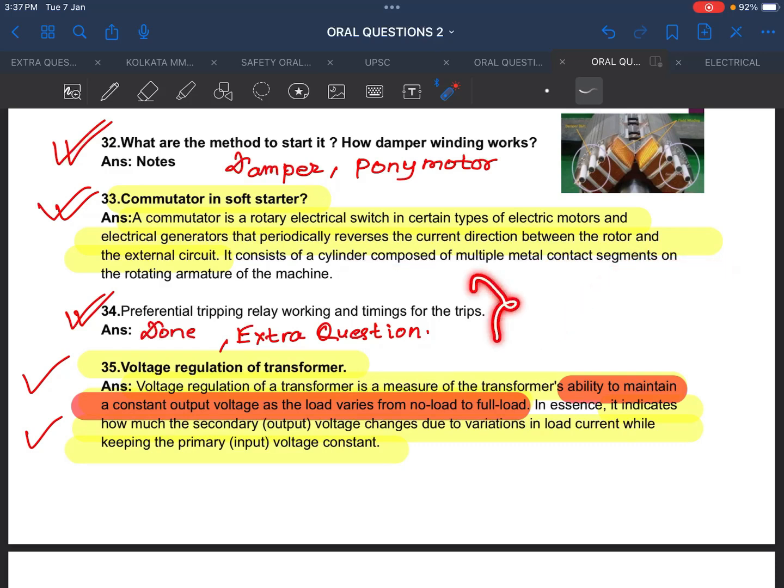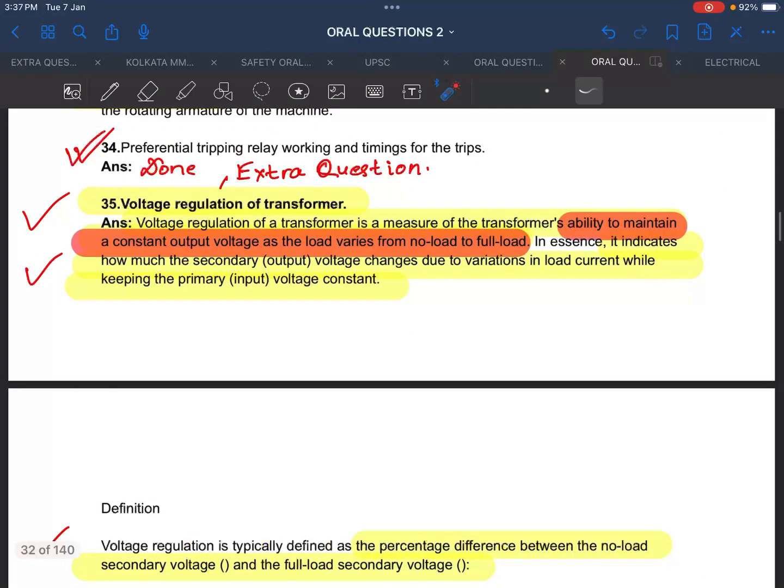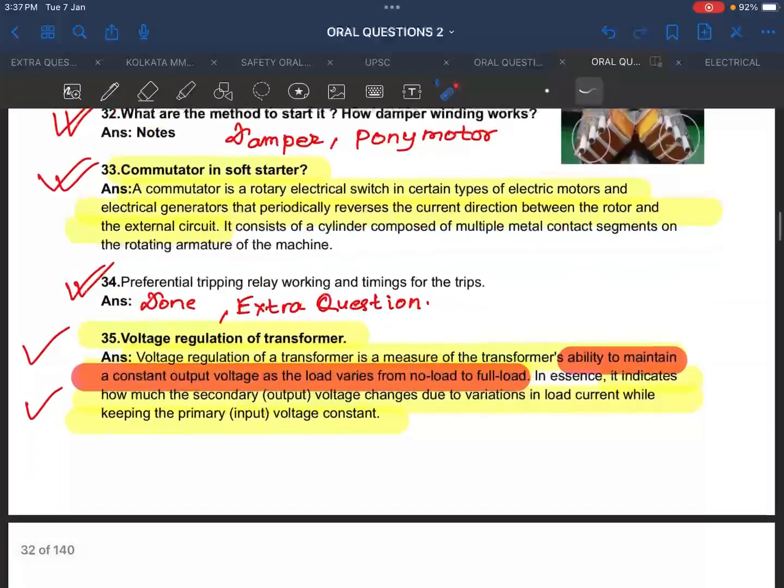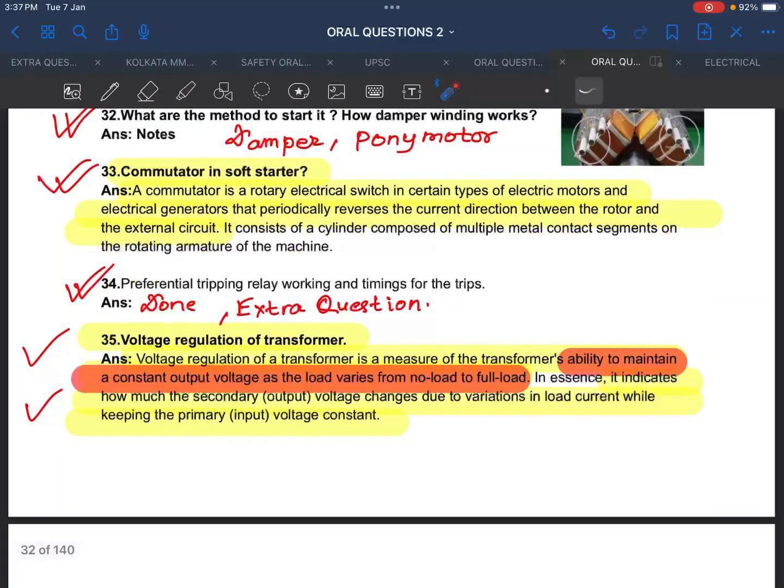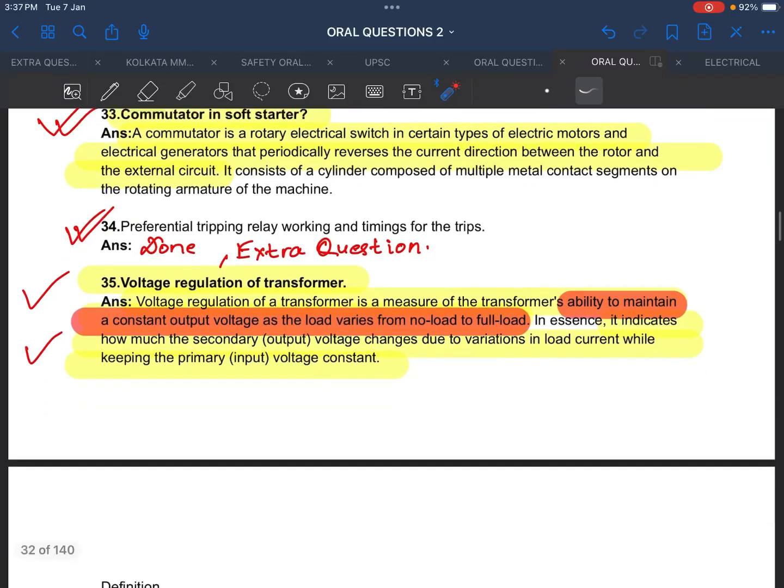Okay. Preferential trip is also a very good question. I can explain preferential trip in detail, because this is also a 10-minute topic. I will explain it in a separate video, so no problem for this. And voltage regulation, and whatever other questions you have, if I am not going to answer them, just comment on the section. I will make a video on that also.